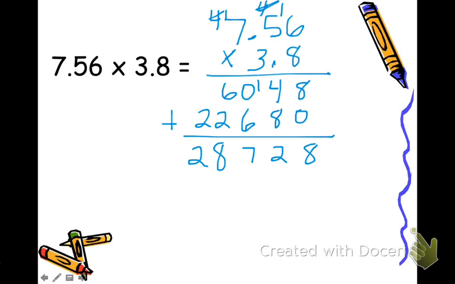Now I'm going to look back at my problem and count the number of digits behind decimals. I have 1, 2, 3. So that means when I place my decimal in the answer, I should have 1, 2, 3. Decimal goes right here. 28.728.